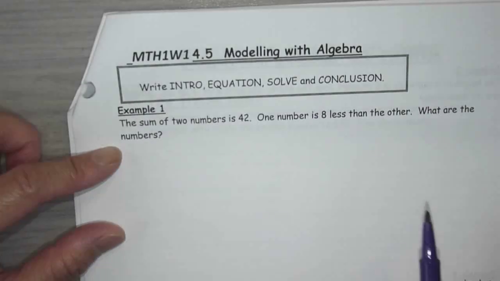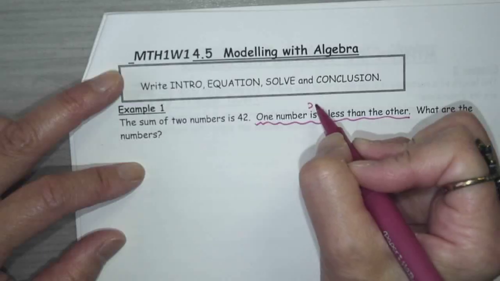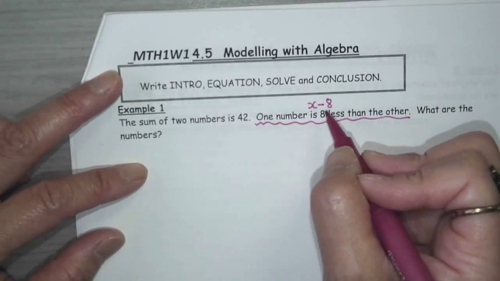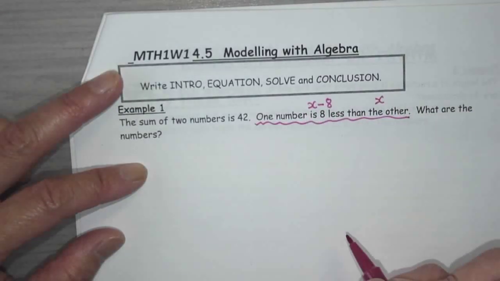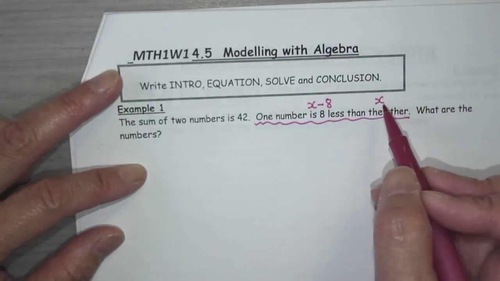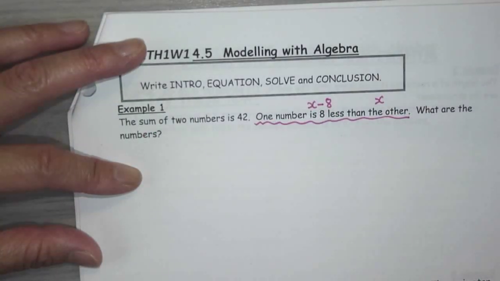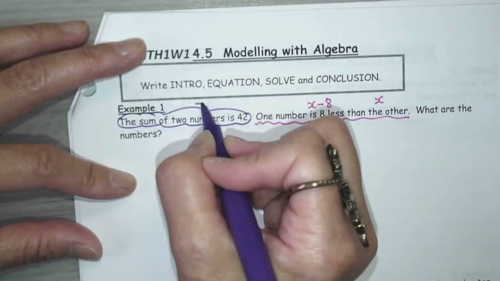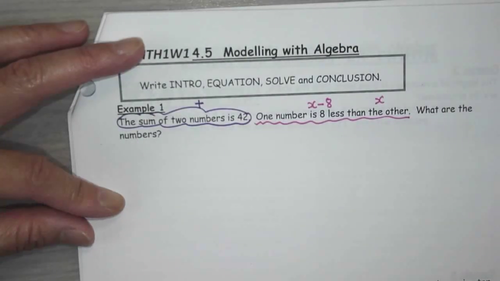So this is the connector between the two numbers. One number is 8 less than the other. So I know that one of them is this, then the other. So if one number is 8 less than the other, x would be one number, and the other number would be x minus 8. So these are going to be my two numbers. If I say one number is x, the other one is x minus 8. The sum of the two numbers is 42. That's going to be my equation. I'm going to add the two numbers together. What are the numbers? And we're going to make sure we answer the question.